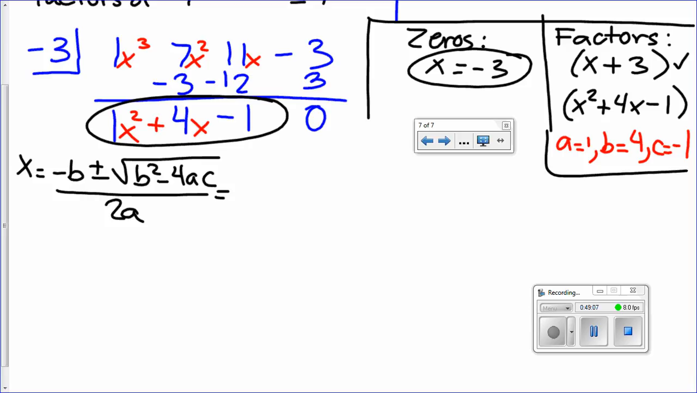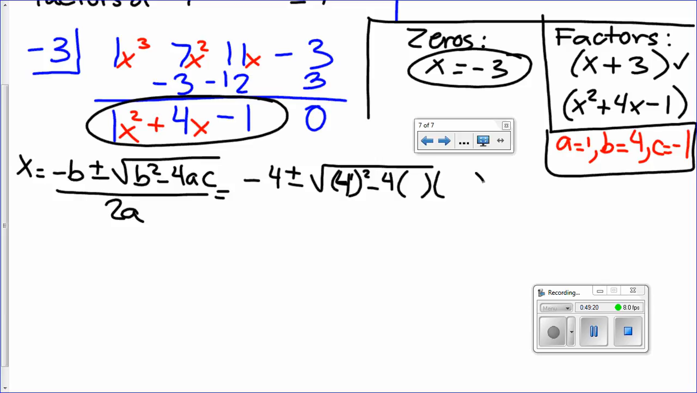So I have my coefficients listed here, a, b, and c. Now I'm going to substitute, so it will be negative 4 plus minus the square root of, positive 4 squared minus 4 times a times c. A is 1, and c is negative 1. You have to be very careful with those signs, guys. So negative 1, remember that, for c, for the constant term. And everything is divided by 2 times a, and a happens to be positive 1.